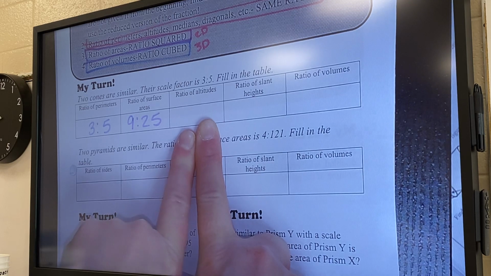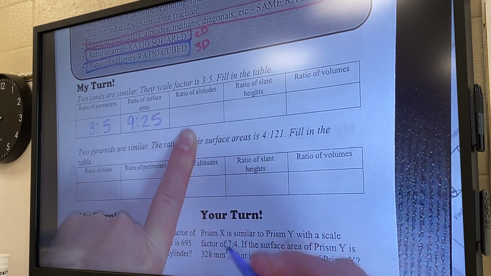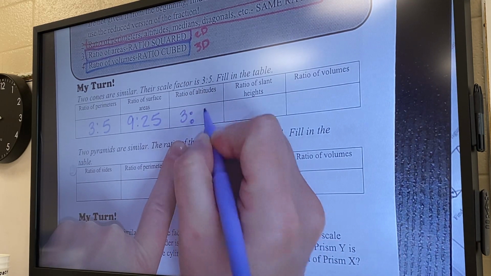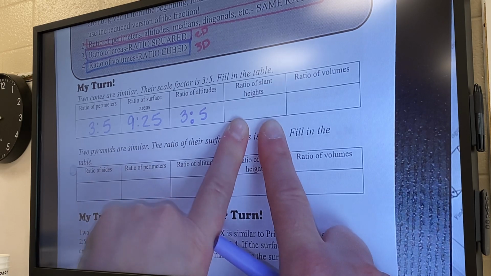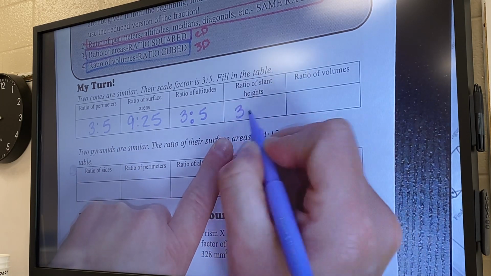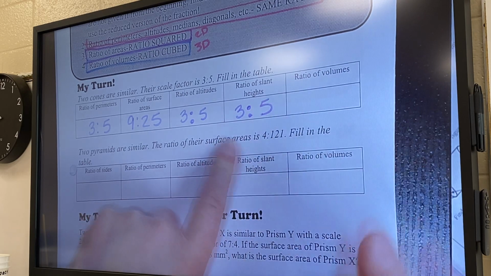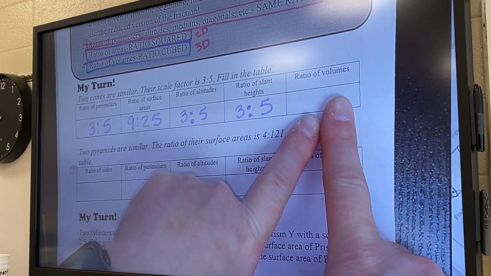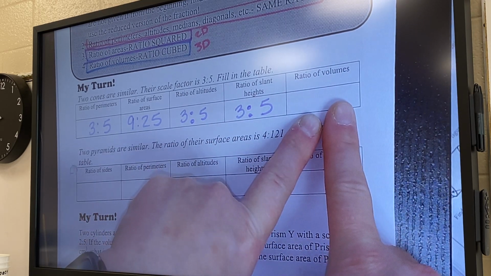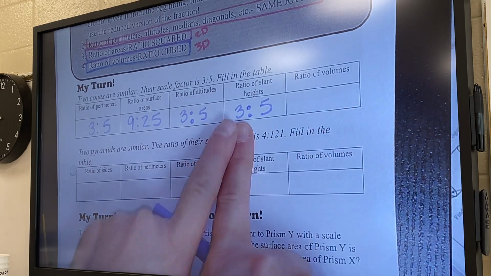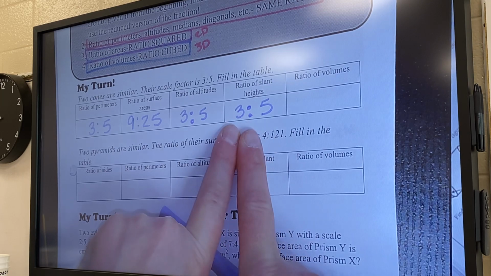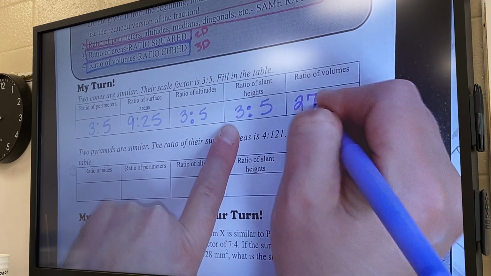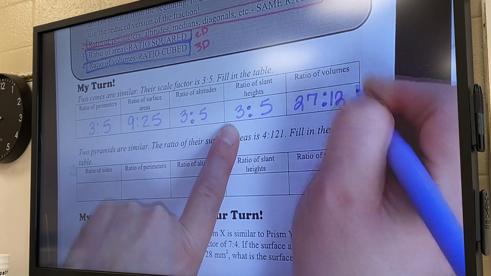Altitude is a linear unit. So that would just be 3 to 5. Slant height is a linear unit. I would just say feet, something like that. So the ratio would still be 3 to 5. Volume is a cubic unit. It is three-dimensional. So we'll have to take these numbers and cube them. 27 to 125 is correct. Very good.